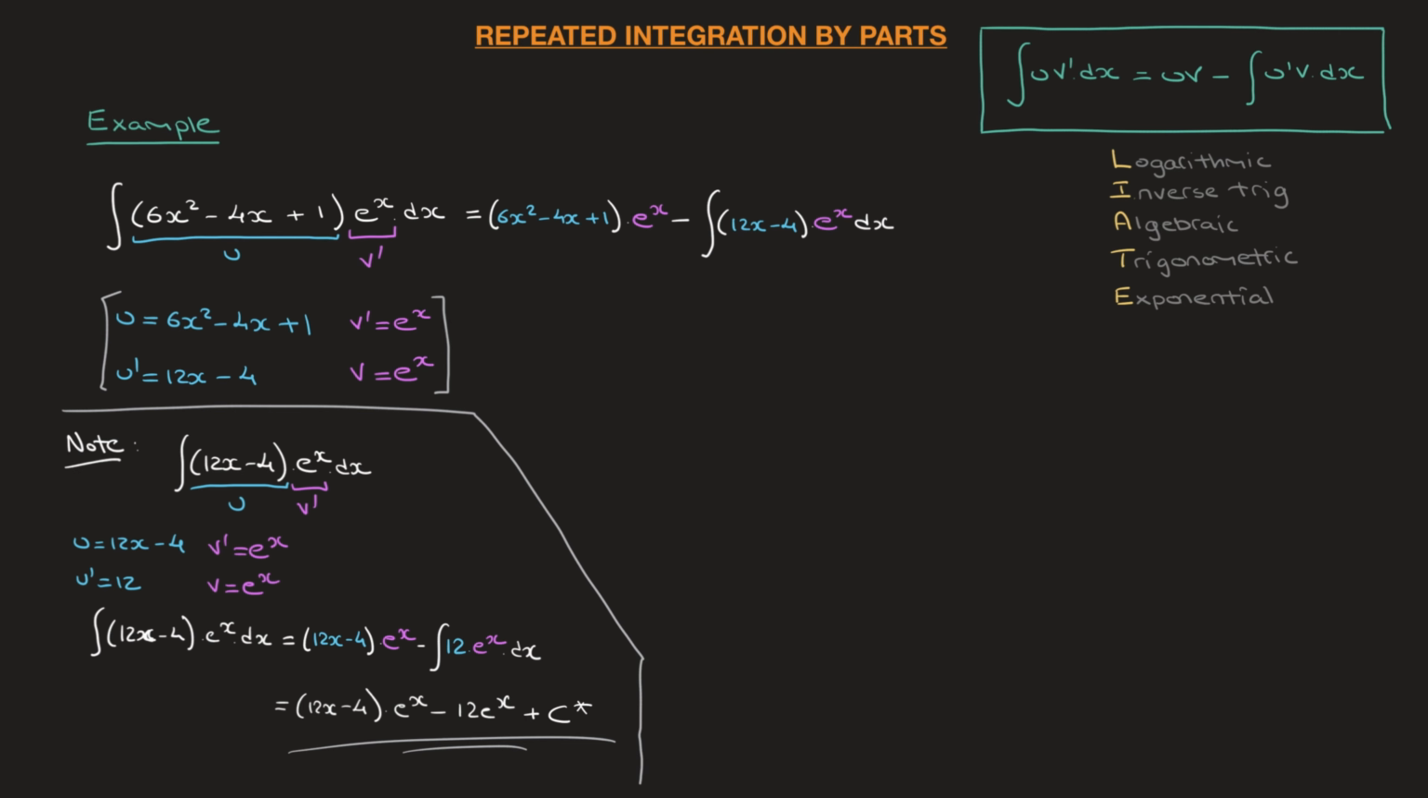replace this integral by the result we just obtained written in parentheses. Indeed, we can now state that this integral is equal to (6x² − 4x + 1) times e^x, minus, in parentheses, the result we have down here. So that's (12x − 4) times e^x minus 12e^x plus c star. And all that's left to do now is open up this pair of parentheses and simplify the expression we get.